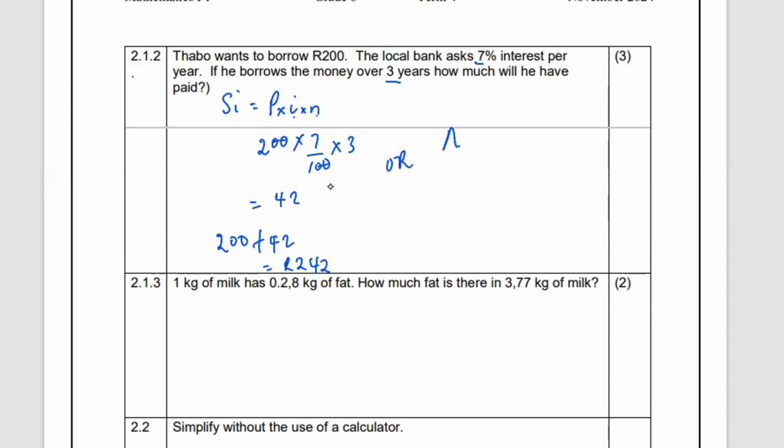Alternatively, we can use the formula 1 plus IN. Okay, the letters still represent the same thing. So that's going to be 200 into 1 plus 7 over 100 times 3. So this will straight away give us the answer. And then that is question 2.1.2.